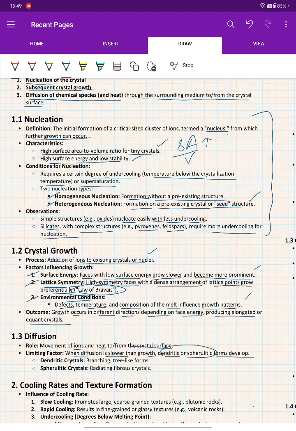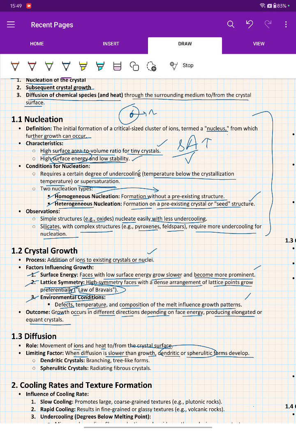Now we have nucleation. So definition: the initial formation of a critical size cluster of ions is termed a nucleus, and from it further growth can occur. It has the characteristic that it has a high surface area to volume ratio, and it has high surface energy as well, but it has low stability. Conditions for nucleation: it requires a certain degree of undercooling, that is a temperature below the crystallization temperature, or supersaturation. It has two types: homogeneous nucleation and heterogeneous nucleation.